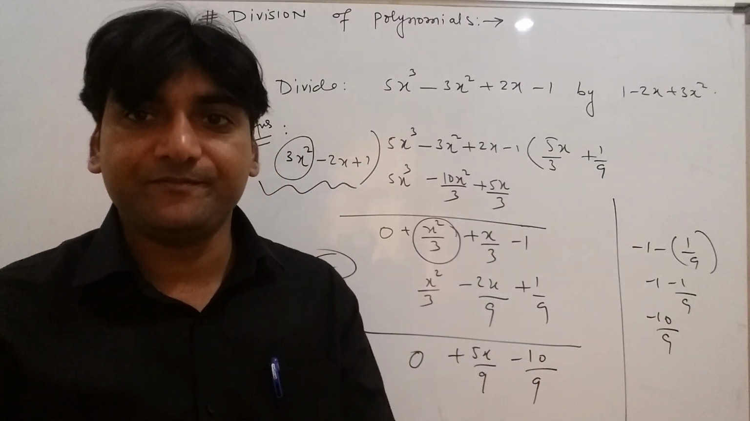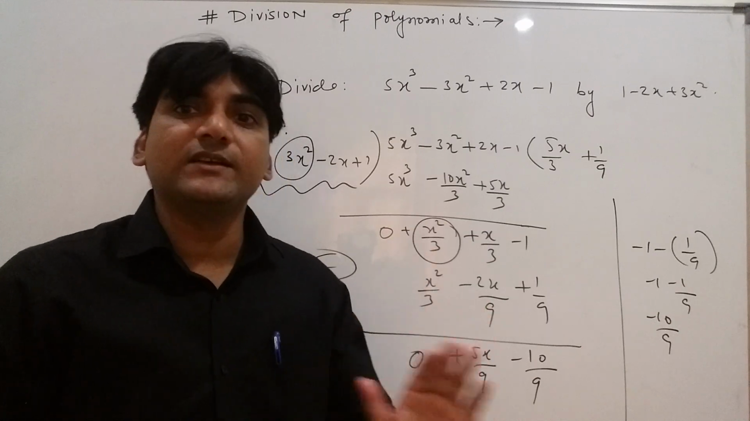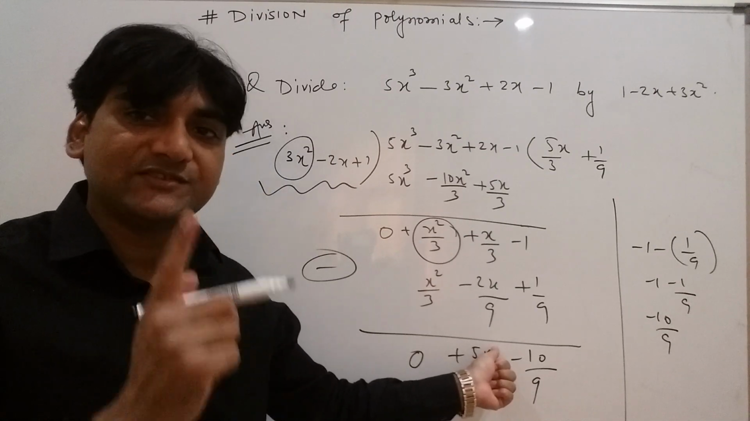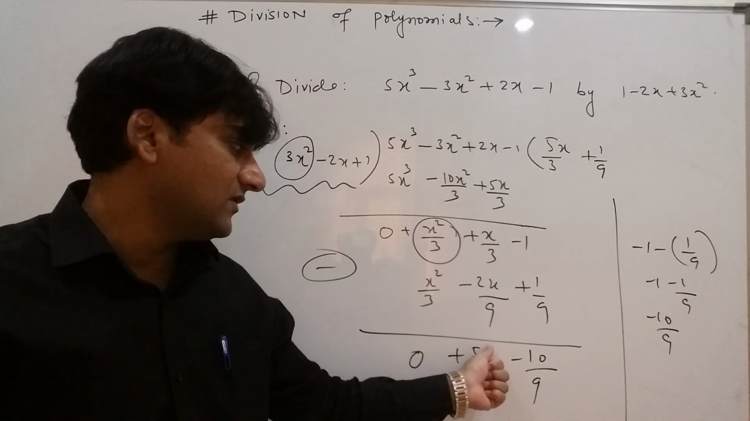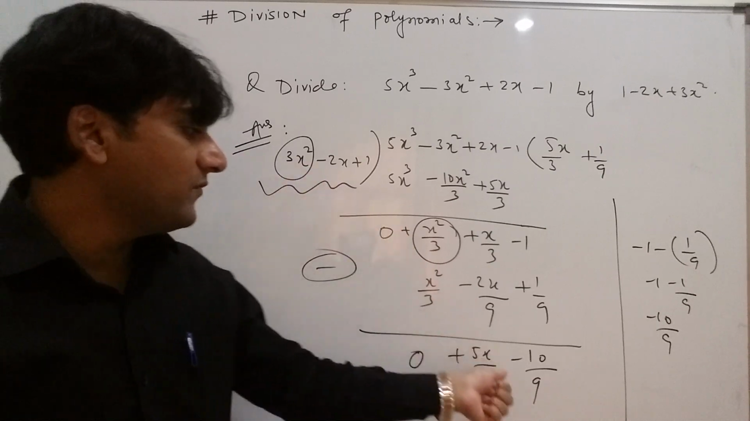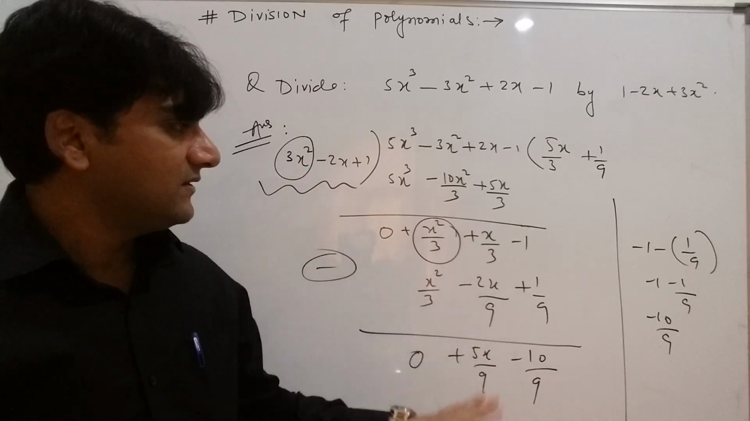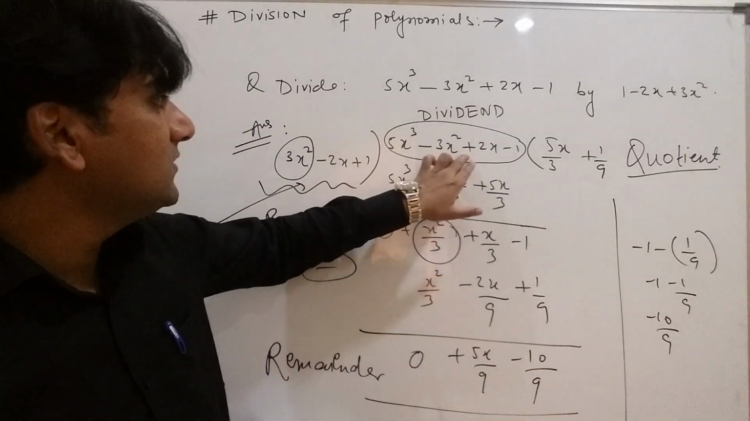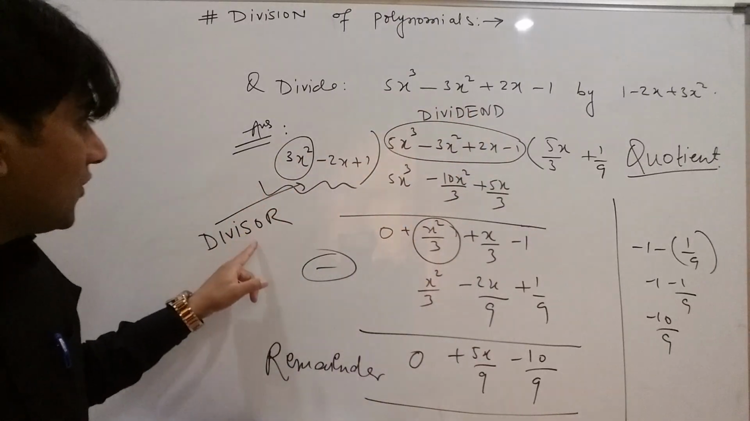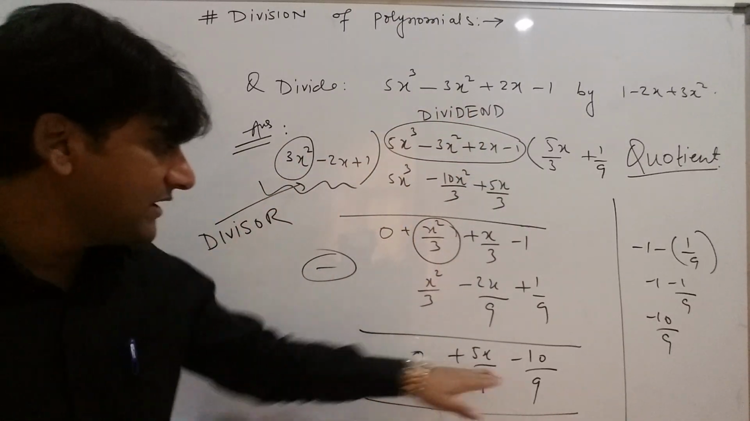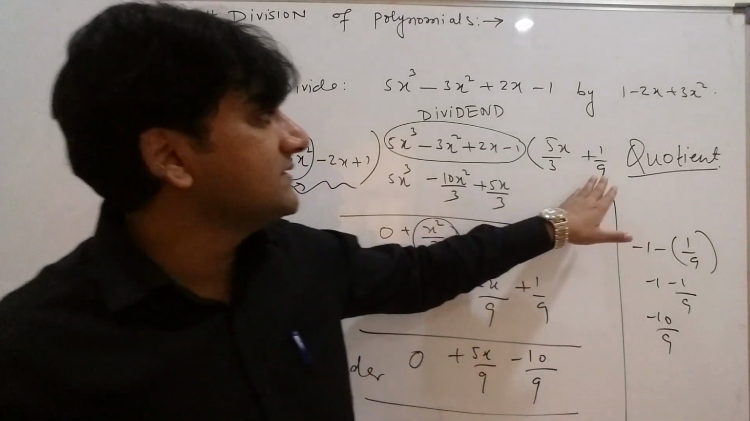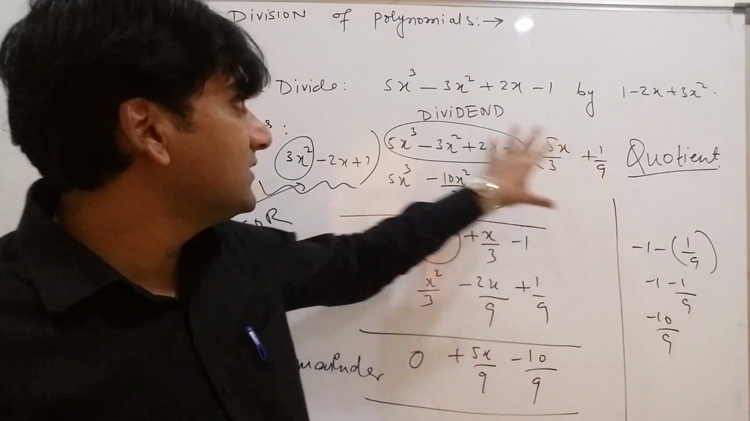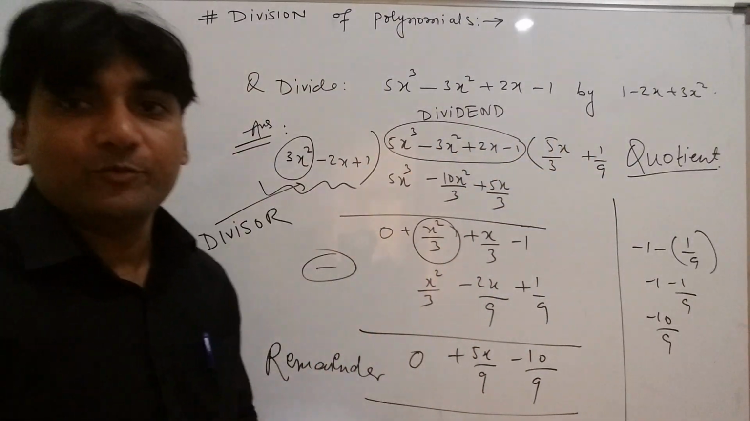Now we have to check whether we can divide further or not. So the degree of this is 1 because x is raised to 1, and here it is x square. So now we cannot divide this. So this is our division. Now we have to understand, I told you this is called dividend. This is called divisor. The remaining part is called remainder, and this is called quotient, which we get. So this is all about division of polynomials.